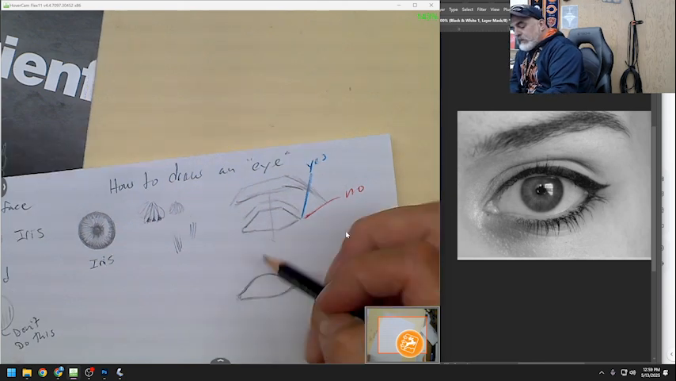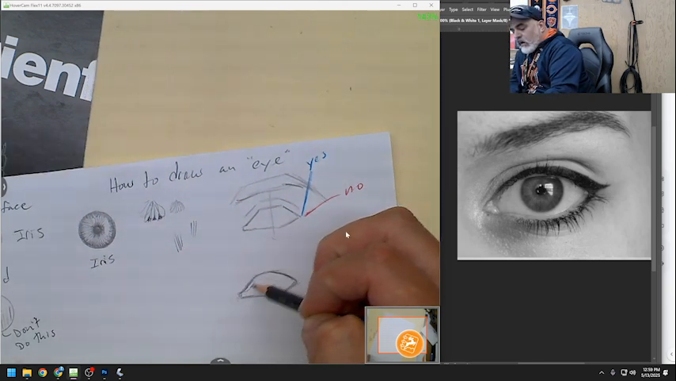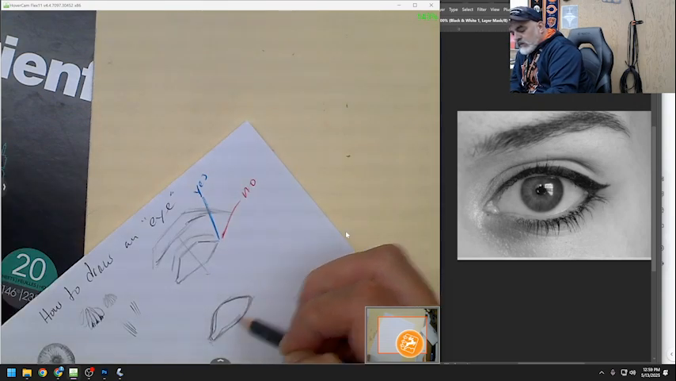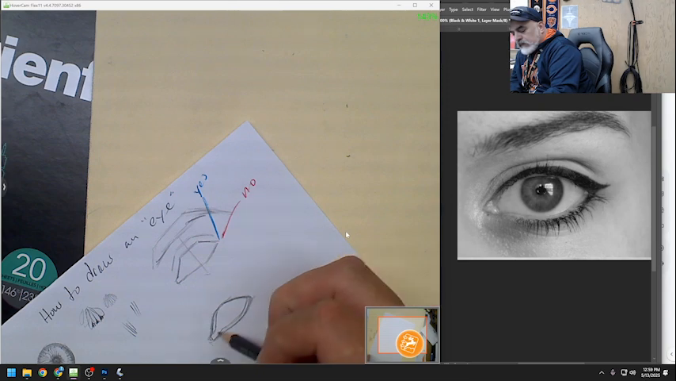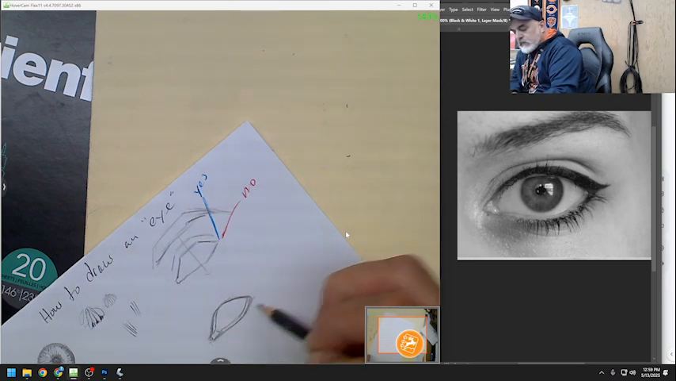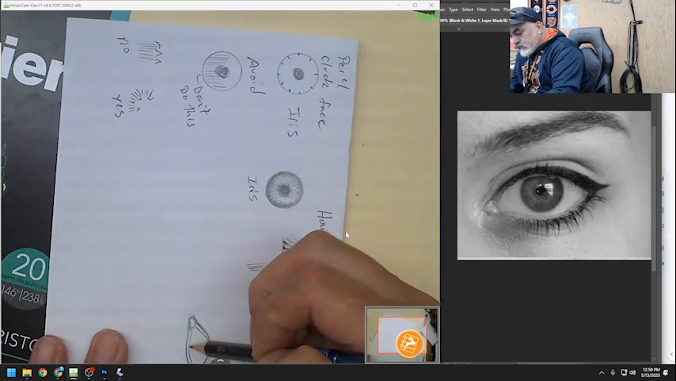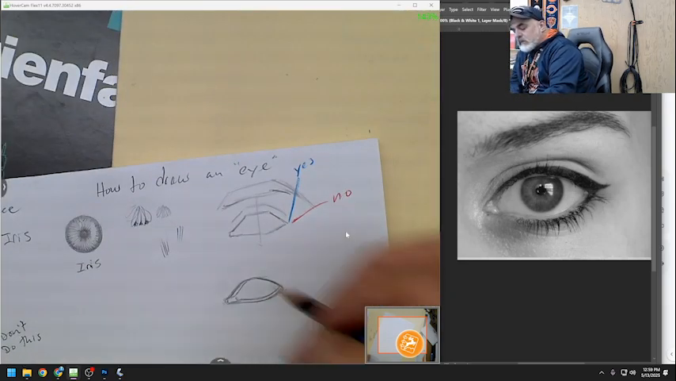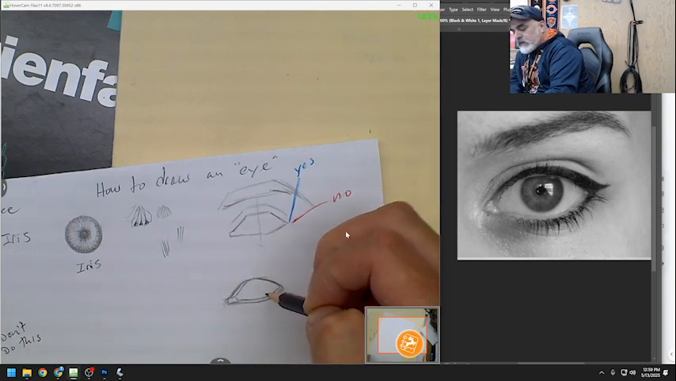Now I'm going to add my parts. So I'm going to add that walkway that goes up into the top. And I'm going to add the walkway that goes into the bottom. And then where my tear duct's going to meet. Normally I don't draw it this dark, but for a diagram purpose.